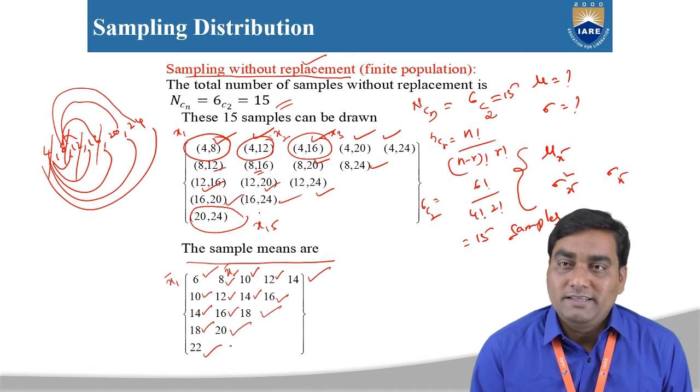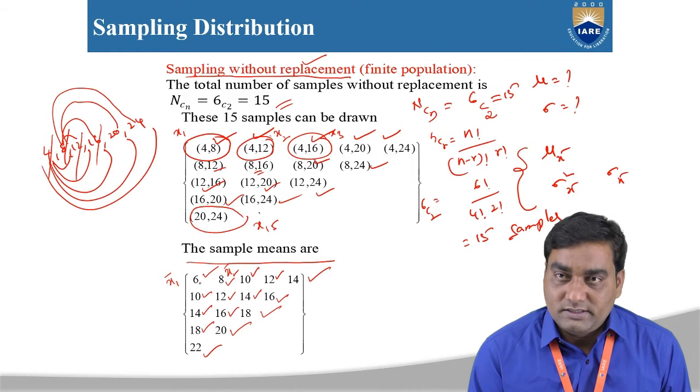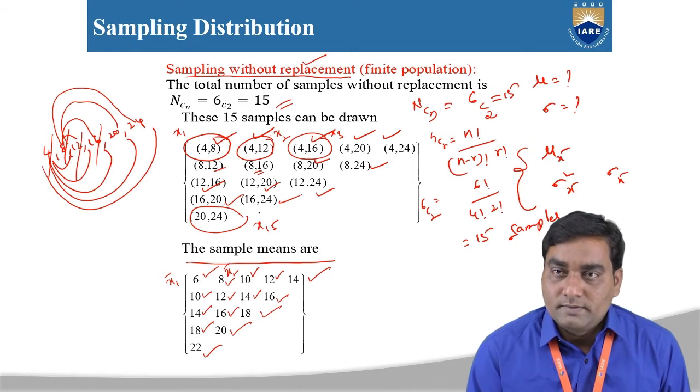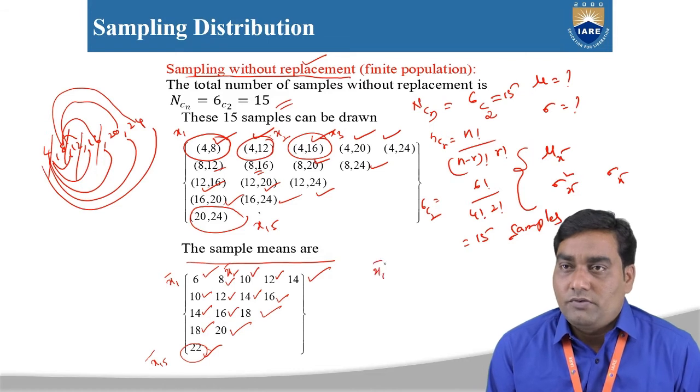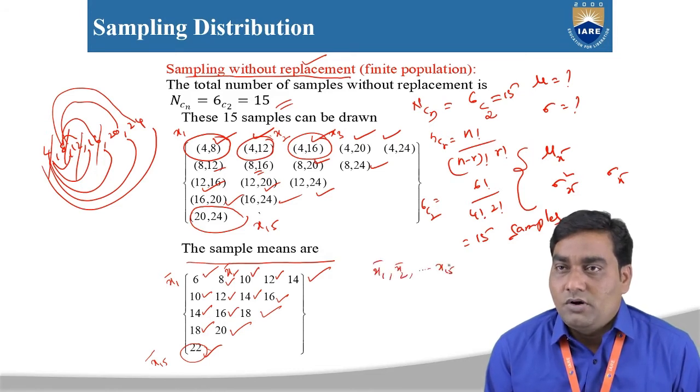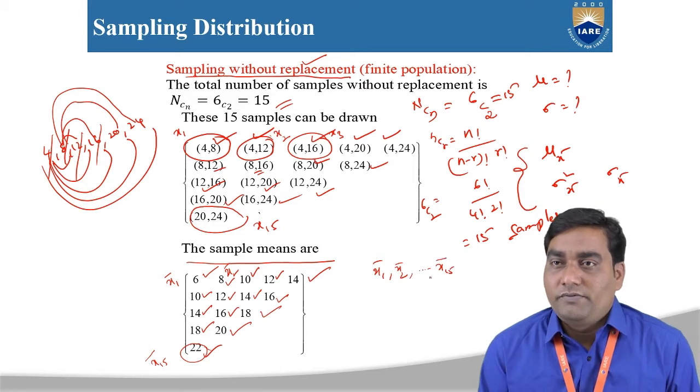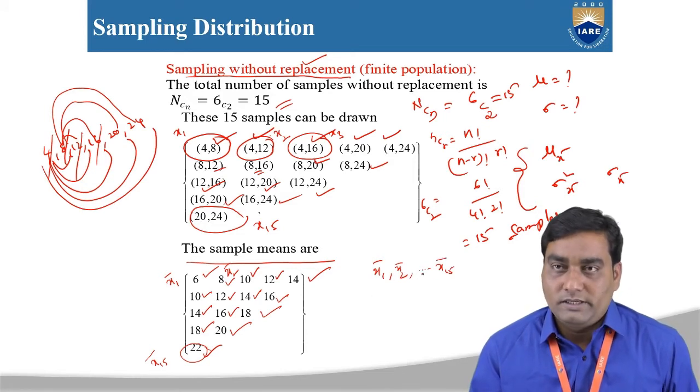All the sample means we got. This is the first sample mean x1 bar, second sample mean x2 bar, third sample mean x3 bar, and so on. The last sample x15, its mean is x15 bar. Now we know the values of x1 bar, x2 bar, and so on up to x15 bar. All 15 sample means we got.